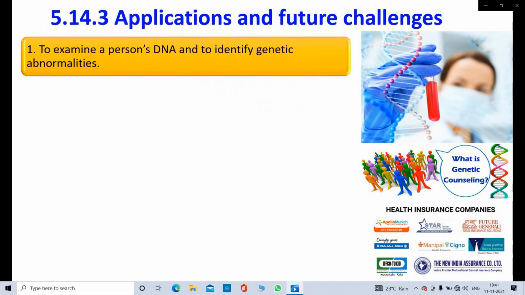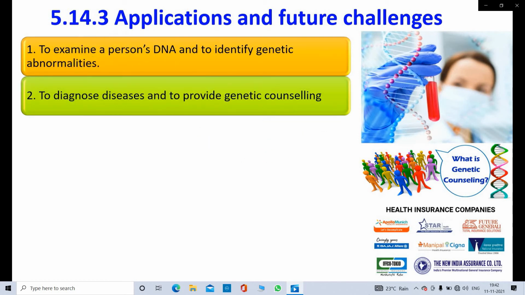Application and feature set challenges. To examine a person's DNA and to identify genetic abnormalities. So what is the use or application of this? When you identify genetic deformities or genetic abnormalities, you can stop progeny, that is, pregnancy can be aborted. And the second point, to diagnose diseases and provide genetic counseling. We can provide the parents, the couples, genetic counseling.